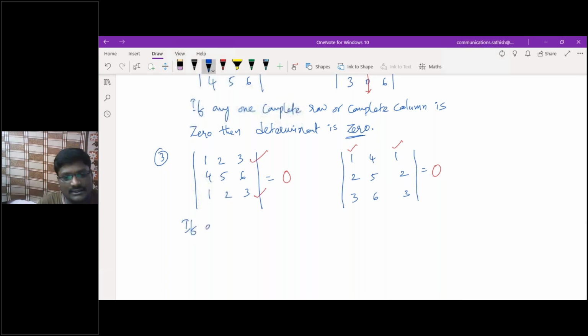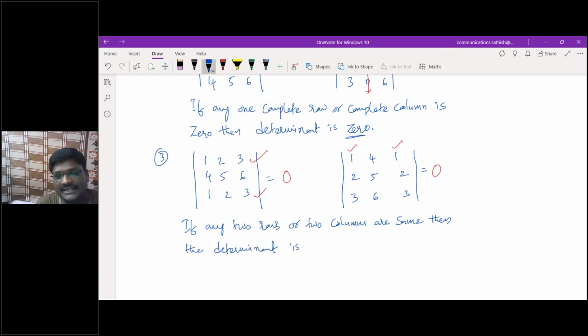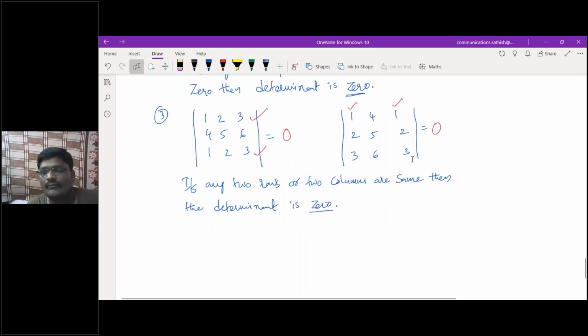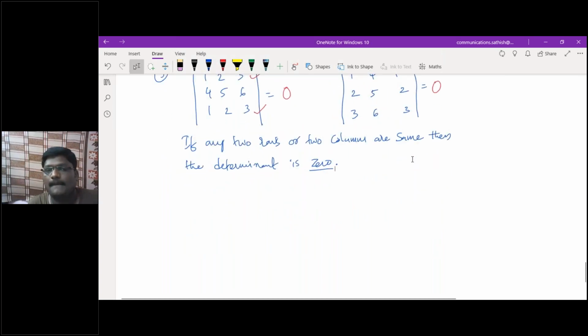If any two rows or two columns are same, then the determinant is what? Determinant is 0, sir. Got my point? Yes.